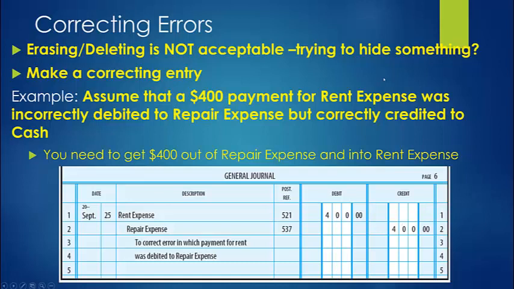Now we need to get the rent expense on the books, and we would do that by debiting rent expense for the $400. So debit rent expense and credit repair expense would be the correcting entry for this error. It would be very important for you to enter an explanation for this journal entry, because that is a very odd looking entry.